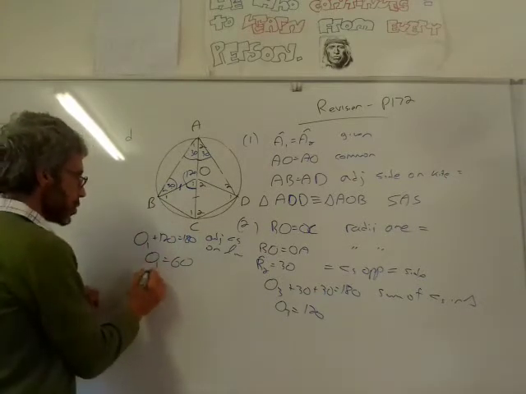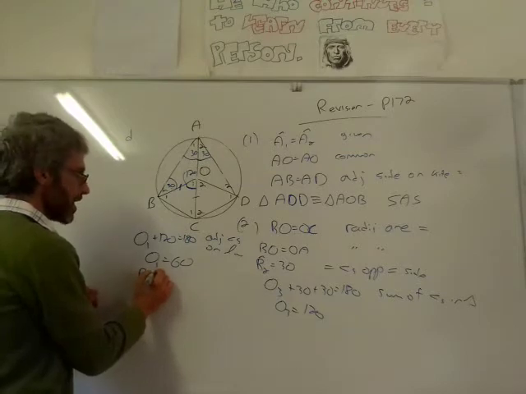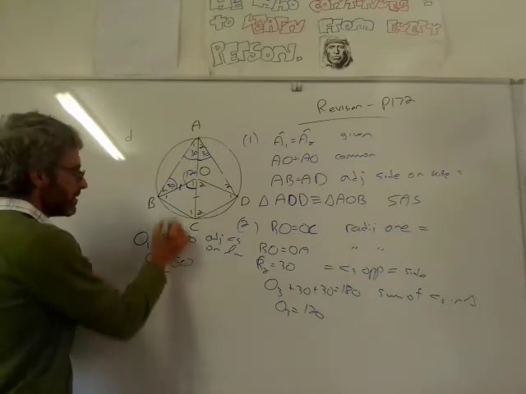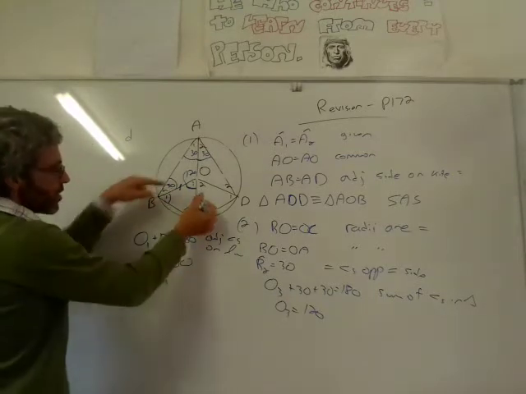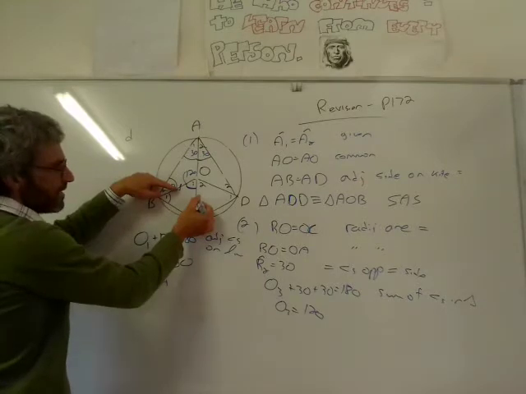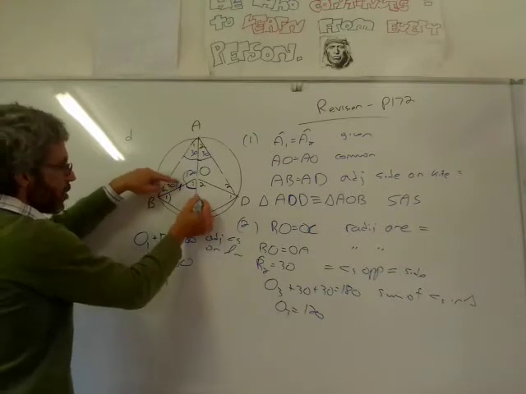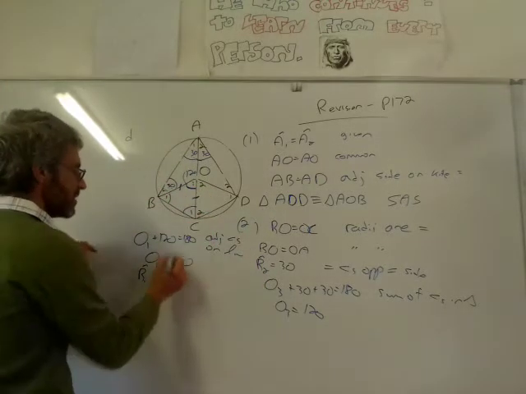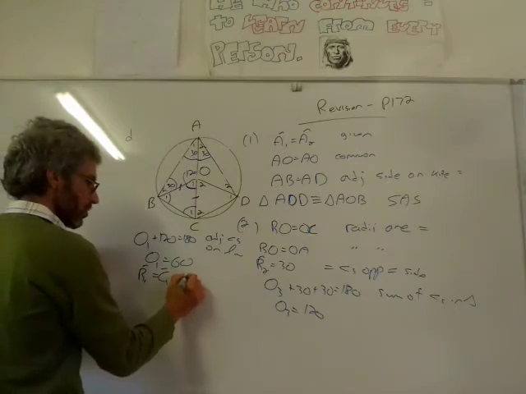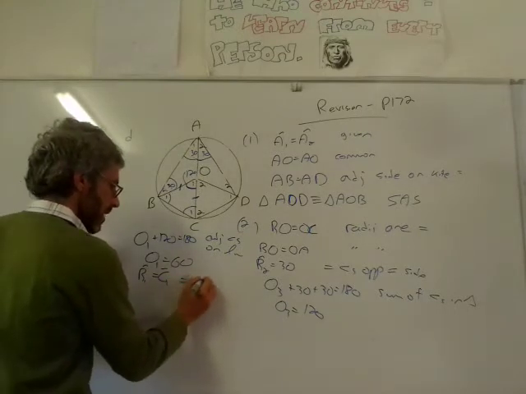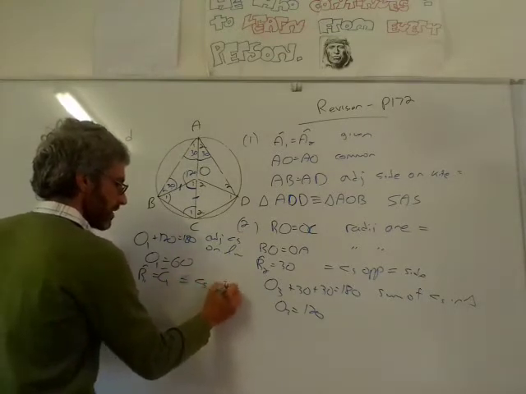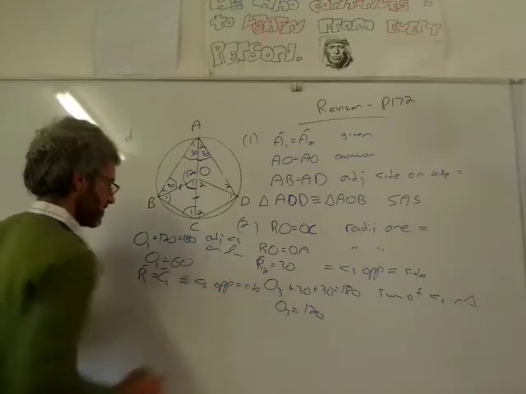But now I know that B1 equal to C1. Why do I know that these two are equal? Because they are opposite equal sides. I know I wrote that these two sides are the same, so the angles are the same. So equal angles opposite equal sides.